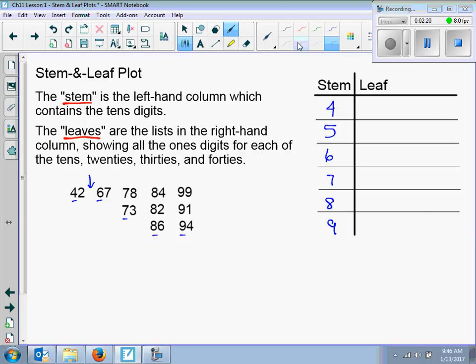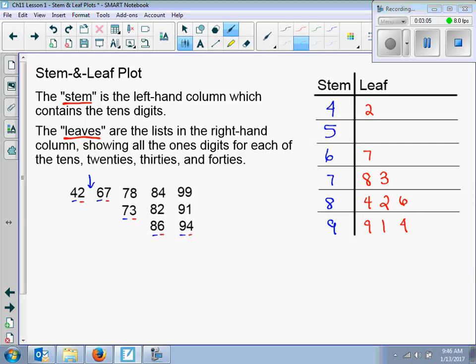Then, on the other side, on the leaf side, we're going to put all of the ones digits. We're going to put all of the ones digits. So we have a 2 here. There's no 50s, so we're going to skip that row. For the 60s, we have a 7. We have an 8 and a 3. For the 80s, we have a 4, a 2, and a 6. And then for the 90s, we have a 9, a 1, and a 4.